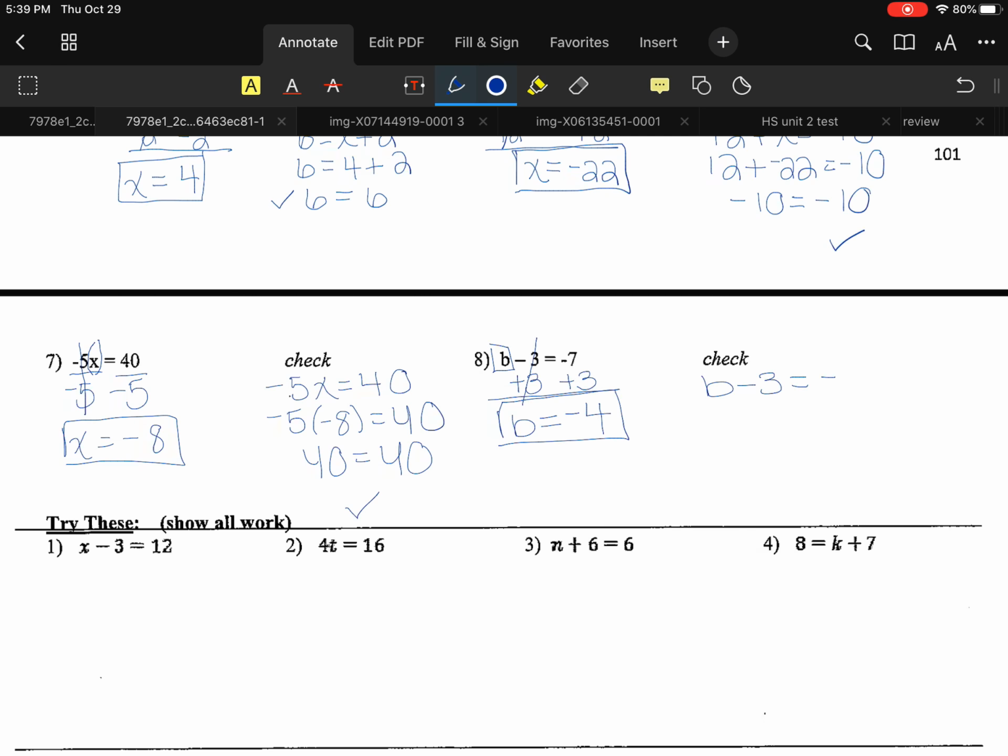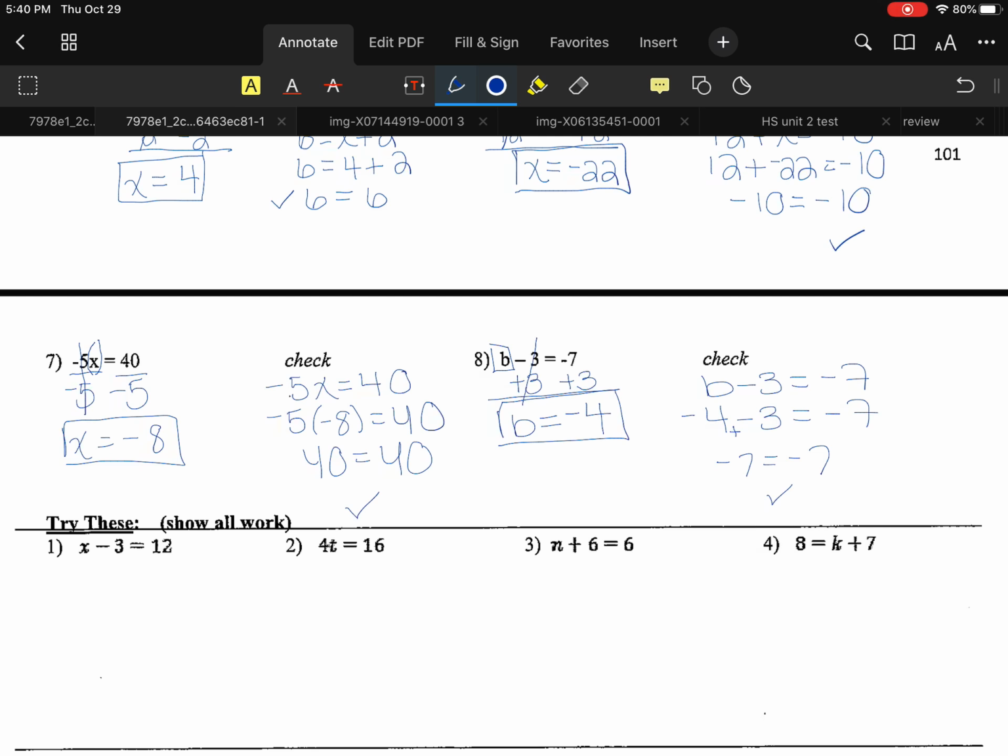I write down my original problem. Substitute negative 4 in for b. I could change my subtraction to an addition problem by squeezing in the imaginary plus sign, or signs are the same, add and keep. I have negative 7 equals negative 7, or just straight up use calculator on that, and it does in fact check. So again, with this chapter, you're at an advantage because you can substitute your answer in to make sure it works in the original problem.